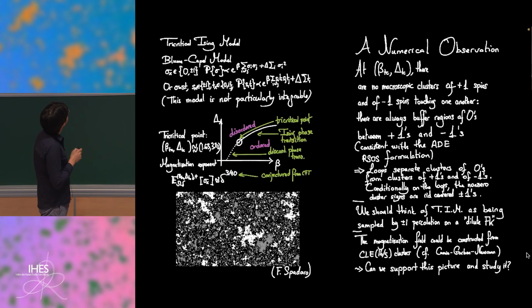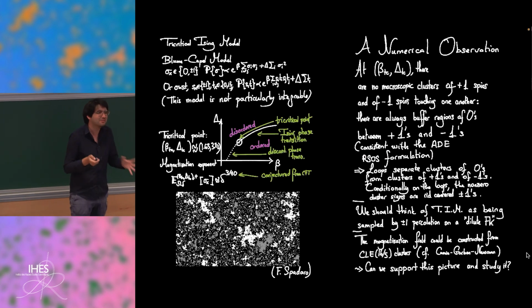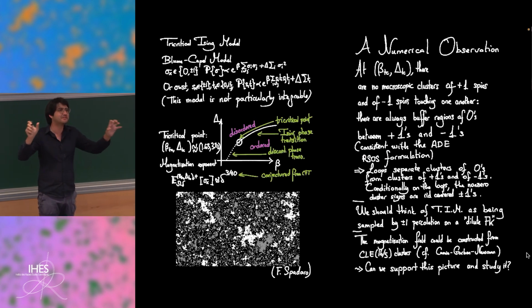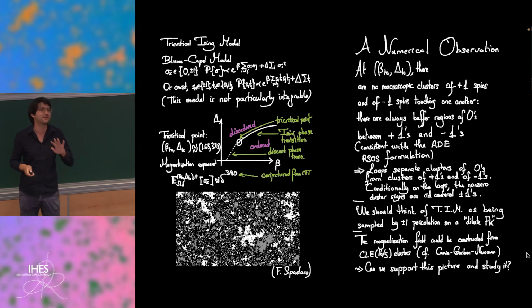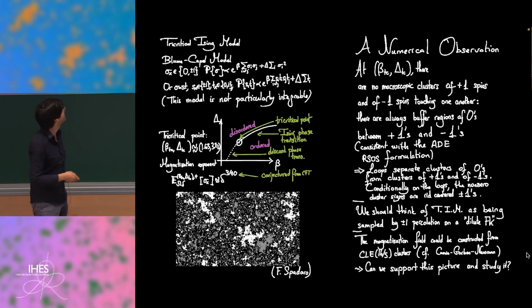But anyway, the first thing you can observe numerically, and it's kind of reliably true, and then we can make sense of it, but first it was a numerical observation, is that at this tricritical point of the Blume-Capel model, it's not what one would have expected at first, but maybe. The plus one spins and the minus one spins don't really like to be next to one another. It's maybe not surprising, but they really hate each other. So you will never see a big cluster of plus one next to a big cluster of minus one. Basically, there are just these zeros that play the role of buffer zones between plus ones and minus ones. So actually, it's pretty simple in some sense.